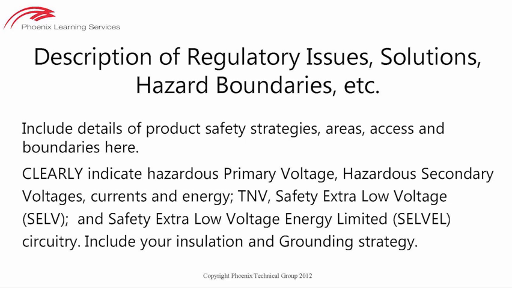Description of regulatory issues, solutions, hazardous boundaries, etc. This is the first part of identifying your product safety and EMC strategies, for instance, where the access areas are for operator or for skilled repairman. The requirements for those are different. Here you will clearly identify where there is hazardous primary voltage, hazardous secondary voltage, currents, energies, telephone network voltage, safety extra low voltage, energy limited. You would include your philosophy and strategies for insulation and grounding.